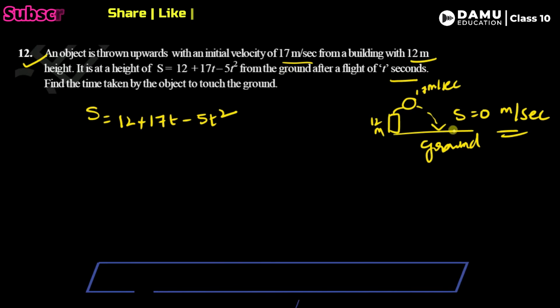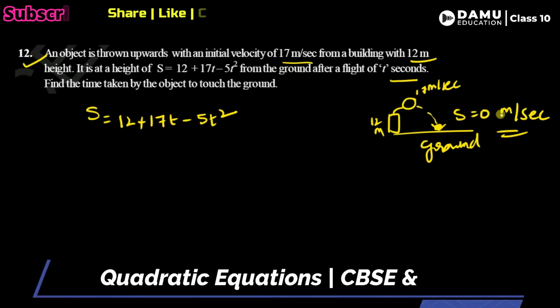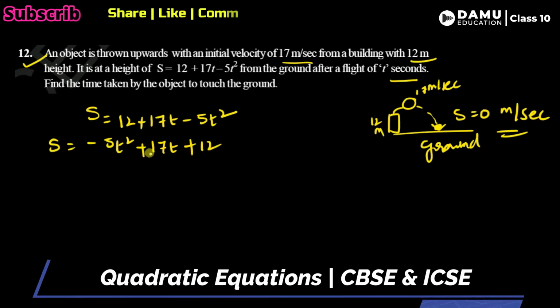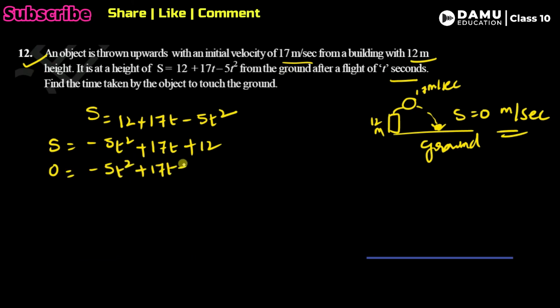So time taken to touch. So what is the time? At the time of touching, the height will be equal to 0 meter. So s will be equal to minus 5t square plus 17t plus 12. So while touching the ground, s will be equal to 0. Let's substitute, s equals 0. So minus 5t square plus 17t plus 12.